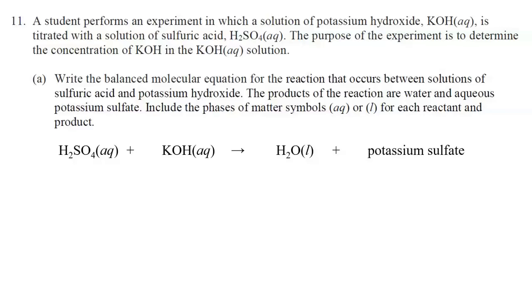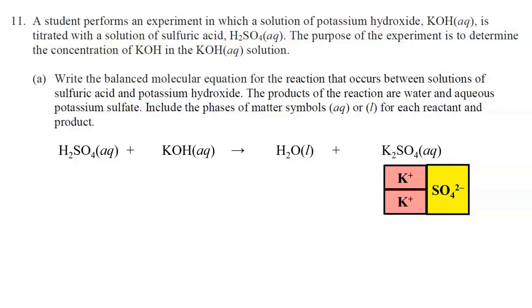So potassium would be K with a charge of +1. Sulfate is a polyatomic ion, that's SO4 with a charge of 2-. So to balance out the charges in this formula, we need 2 potassiums for every 1 sulfate ion. So the formula is K2SO4, and again, that's aqueous.